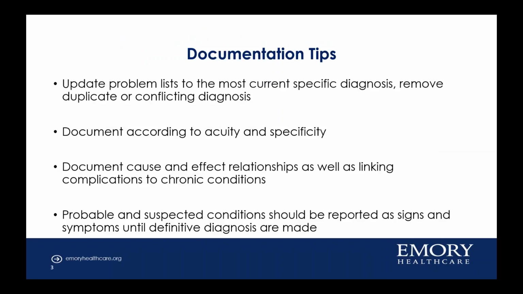Some documentation tips include: update your problem list to the most current specific diagnosis. Remove duplicate or conflicting diagnoses. Document according to acuity and the highest level of specificity. Document cause and effect relationships, as well as linking complications to chronic conditions. Probable and suspected conditions should be reported as signs and symptoms until a definitive diagnosis can be made.